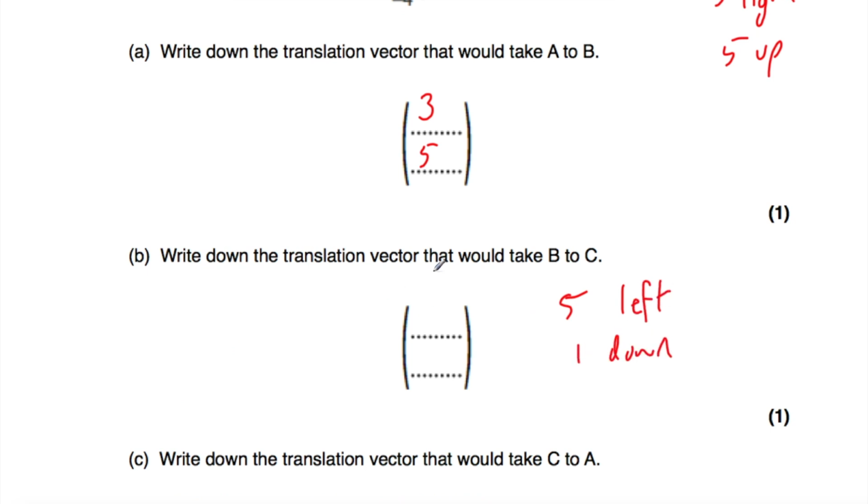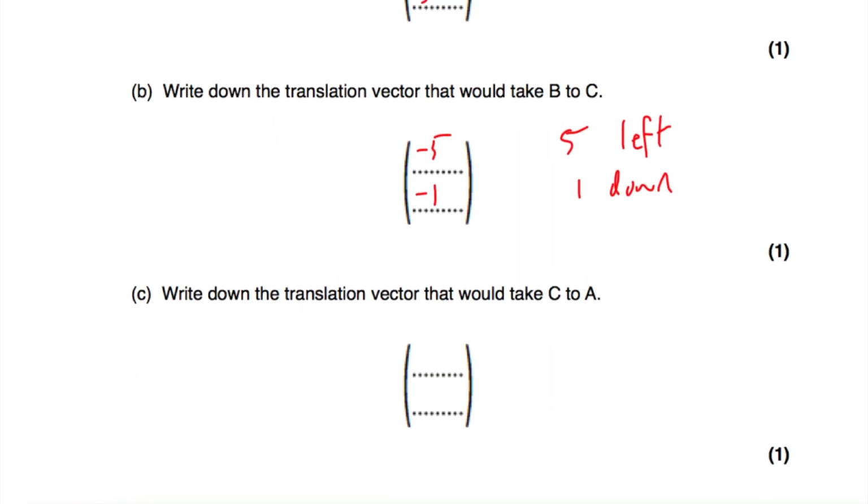We want that as a translation vector. So 5 left would be -5. That means 5 to the left. And then 1 down would be -1. So the translation vector would be -5, -1. Okay, and then finally, part C. Part C says, what's the translation vector that would take C to A?